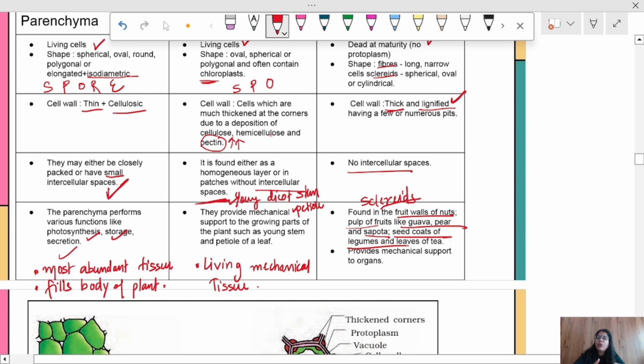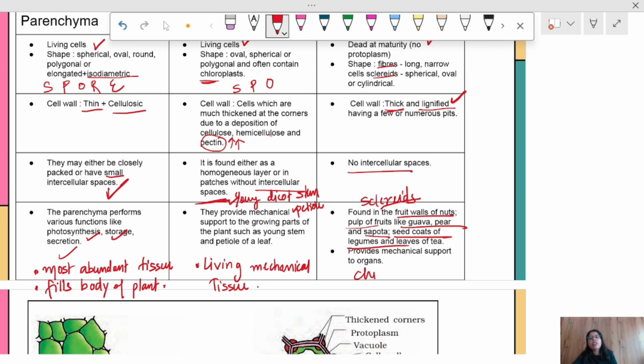So these examples you have to remember, every time they give questions: match the following questions, find the odd one out question, which among the following is present in the tea leaves and all. So you have to remember this, okay. And they provide mechanical support to the organ. This is the chief mechanical tissue of the plants, right? Living mechanical tissue of plant, collenchyma. Chief mechanical tissue of the plant, sclerenchyma. Most abundant tissue in the plant body, parenchyma.